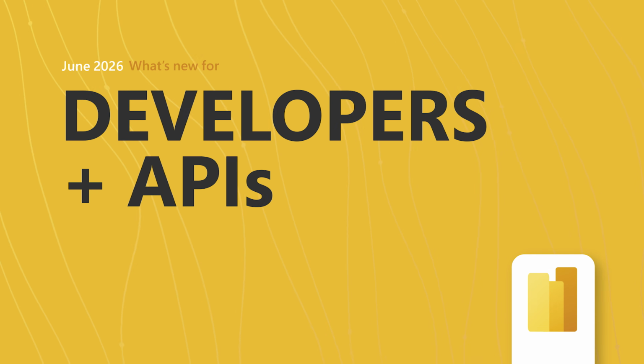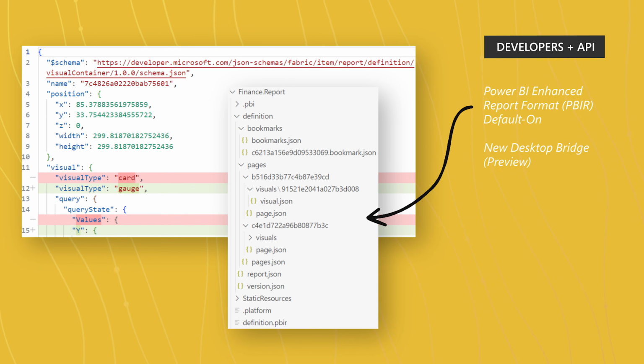On to some developer and API updates. PBIR format continues progressing towards becoming the default report format, with rollout resuming in June. This supports improved workflows like source control, CI/CD, and programmatic editing.